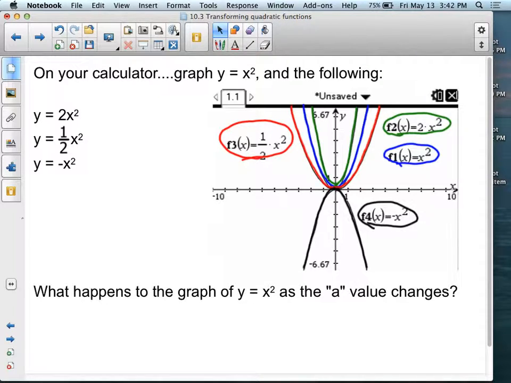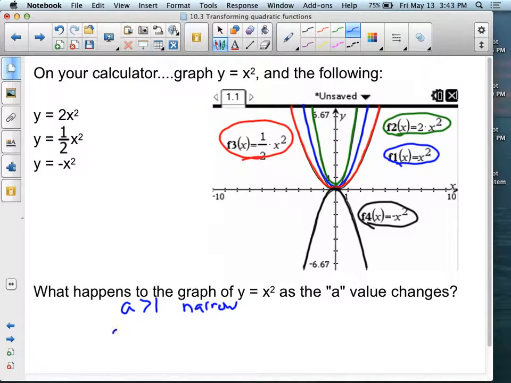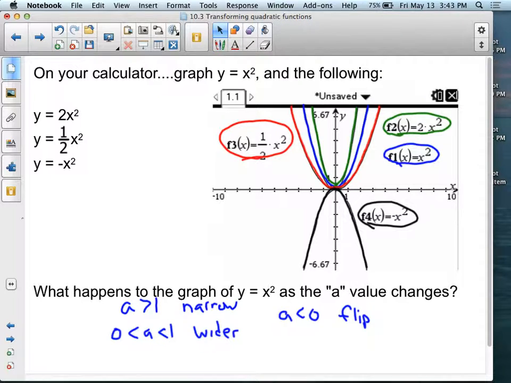So there's a couple questions for you to answer. What happens to the graph of y equals x squared as the a value changes? Did you find that when a was greater than 1, the graph became more narrow, and when a was between 0 and 1, the graph became wider? And also that when a was negative, the graph flipped over. Those are some good transformations to remember.